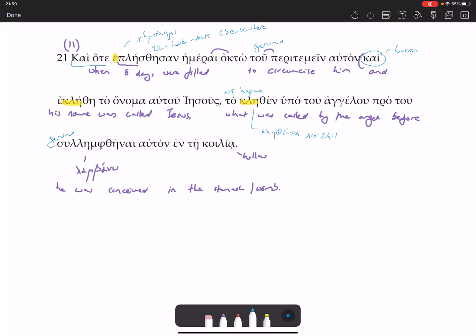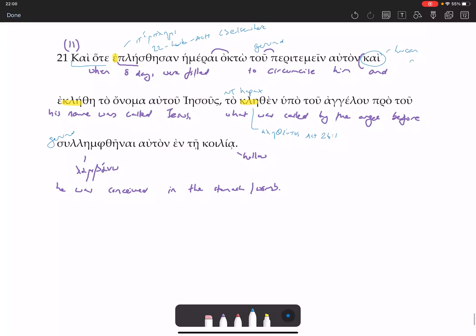When 8 days are fulfilled, bringing about the time to circumcise him, his name was made Jesus. So the naming is part of the ceremony. We're talking about naming ceremonies in the ancient world. So it's not a straightforward and conjoining things. There is a subordination that his naming Jesus is subordinated on his circumcision.